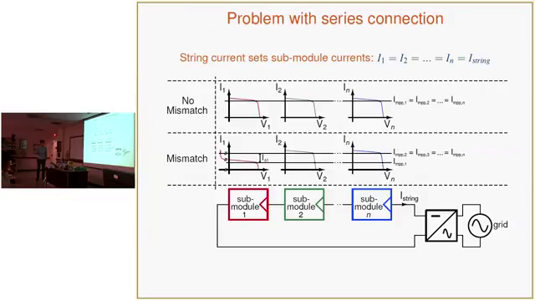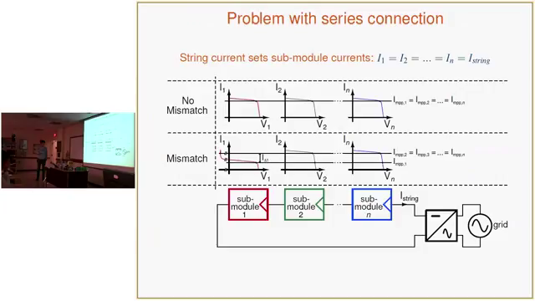And this isn't a problem if you don't have mismatch between submodules, because all of the IV characteristic curves are the same. So that means that all of the maximum power point currents are the same. So you can just set the string current to the maximum power point current and just perturb and observe around that point, and then everyone's happy. You can go home, hug your family, do whatever you want. Everything's perfect. But that's not the way it works in the real world.